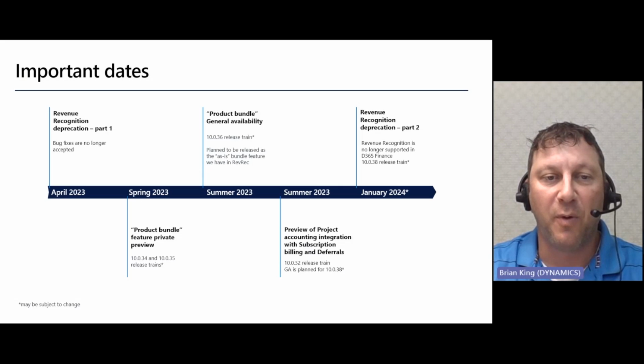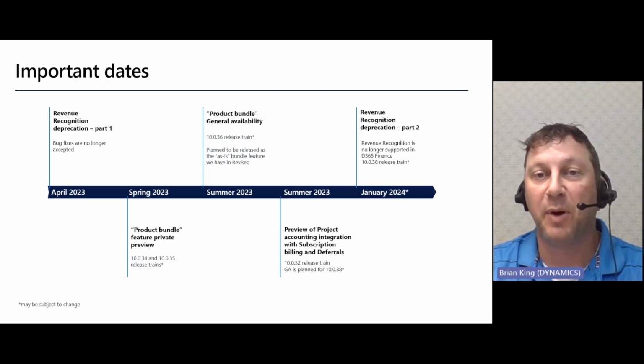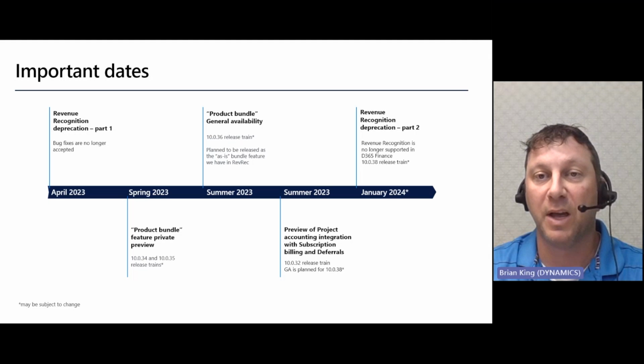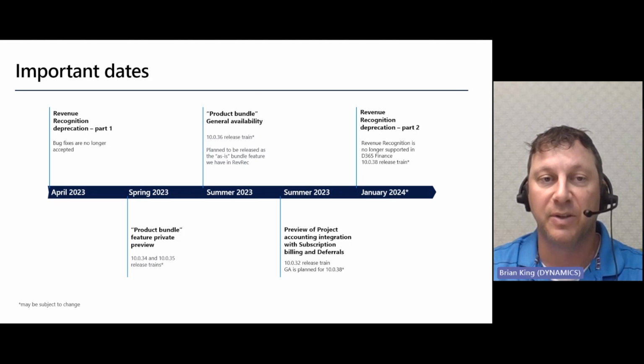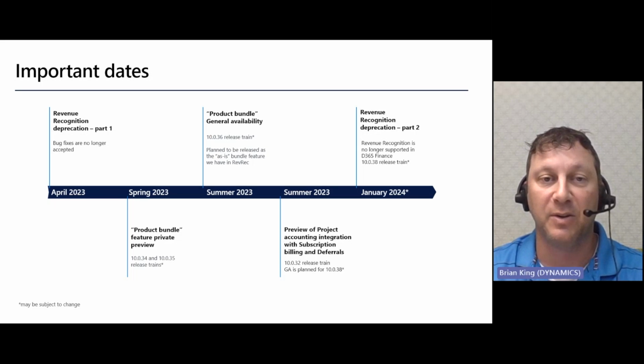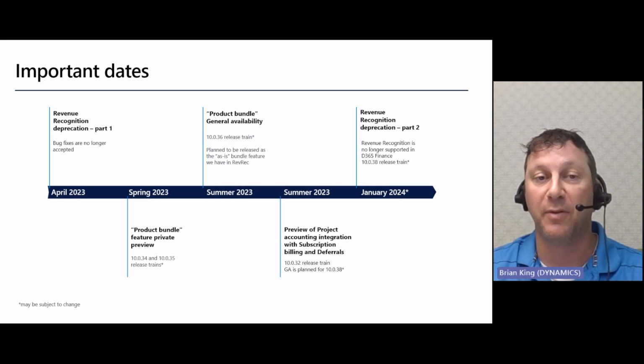As we move forward, one of the things that we've done is we've separated the product bundle feature, or the bundle feature, out of revenue recognition. So throughout the summer, in 10.0.34 and 10.0.35, we've released in private preview a separated feature called product bundle, which is the revenue recognition bundle as a standalone feature. That feature will ship in 10.0.36 as a generally available feature. So you'll see that when you move to 36, if you're using product bundles or bundles in revenue recognition, you can move to product bundle. That'll give you that functionality separated from revenue recognition.